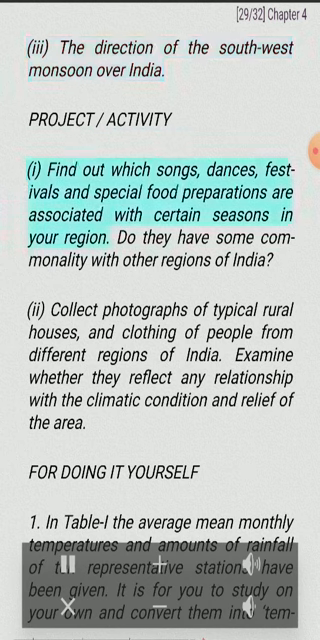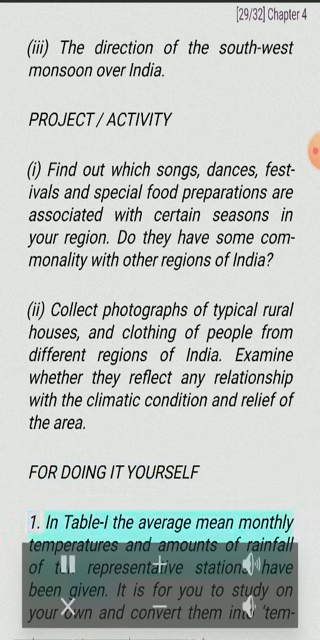Project activity. Find out which songs, dances, festivals and special food preparations are associated with certain seasons. Do they have some commonality with other regions of India? Collect photographs of typical rural houses of people from different regions of India. Examine whether they reflect any relationship with the climatic condition and relief of the area.